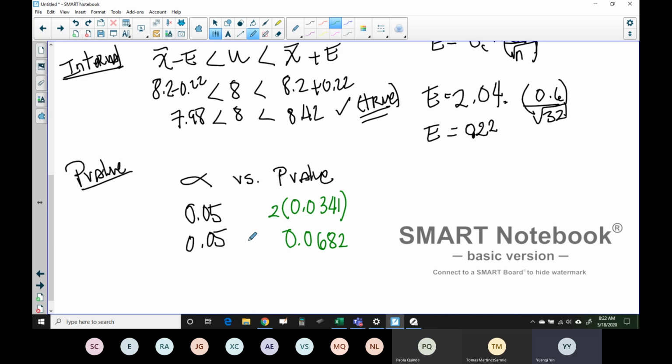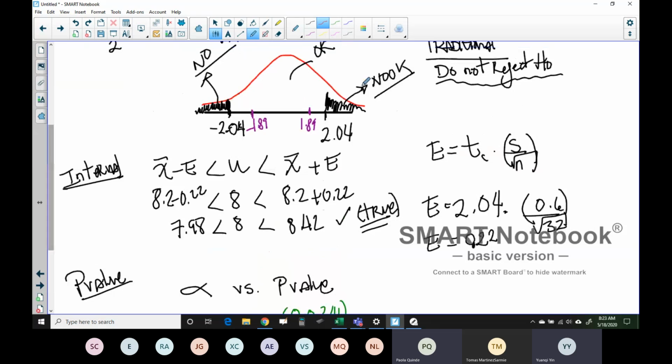Question, which number is bigger? If you look at the two decimals here, this is 7 cents and this is 5 cents, so this is bigger. So the p-value is bigger than alpha. What is the conclusion? Do not reject. Same thing, we don't reject.